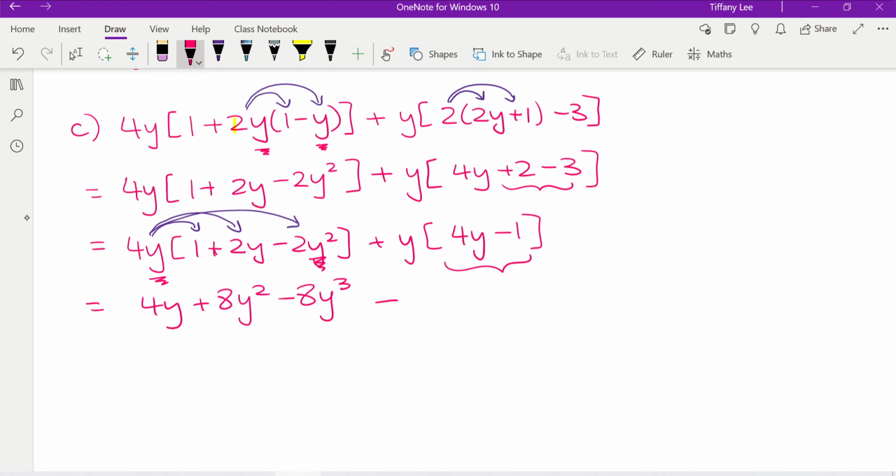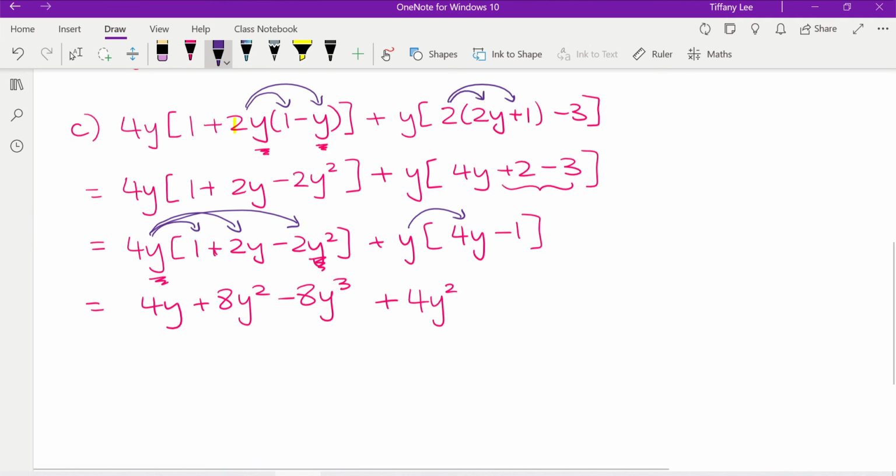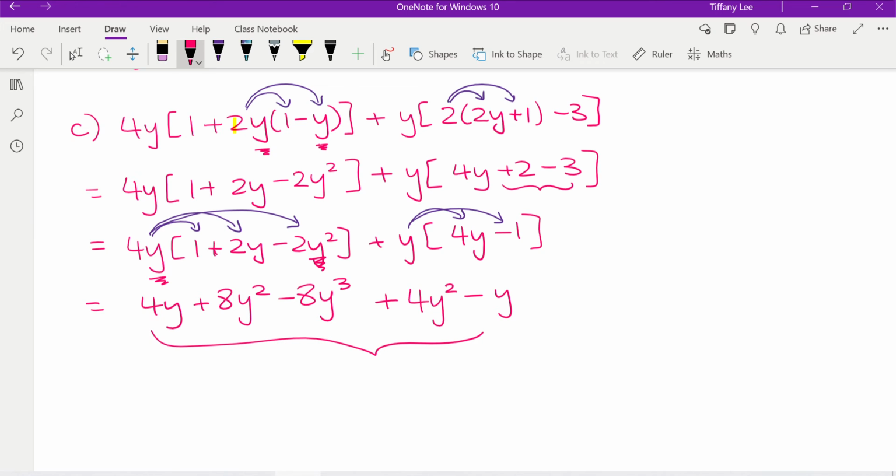Let's continue. Plus, do the same thing, expand this, multiply that in. So we have y times 4y. That's positive 4y squared. Then we have y times negative 1, which is negative 1y, or you can just write negative 1. It's up to you, whatever works best for you. All right, so we've expanded and we've got all of these terms. Let's see if we can simplify by collecting like terms.